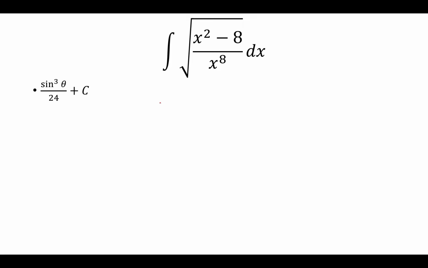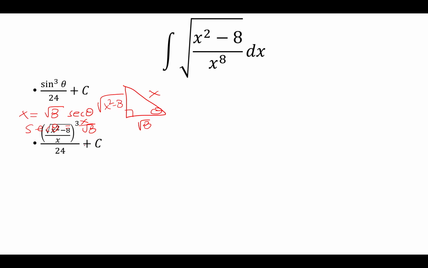So recall, we had x equal the square root of 8 secant theta. So that means secant theta is equal to x over square root of 8. So that's going to be hypotenuse over adjacent. And then Pythagorean theorem says this is square root of x squared minus 8. So we'll replace it with the square root of x squared minus 8 over x, quantity cubed over 24 plus c.